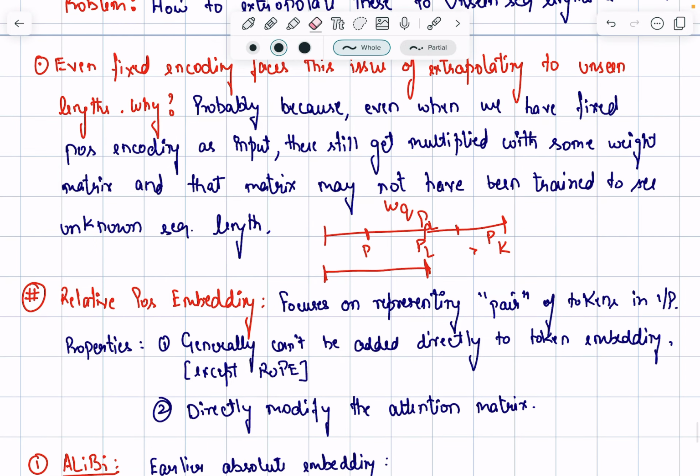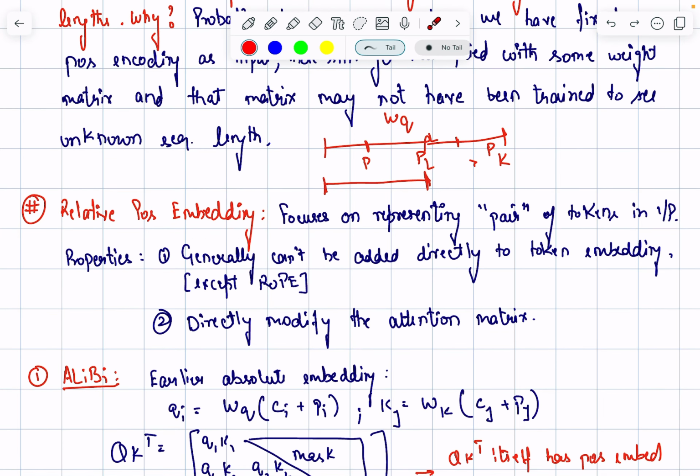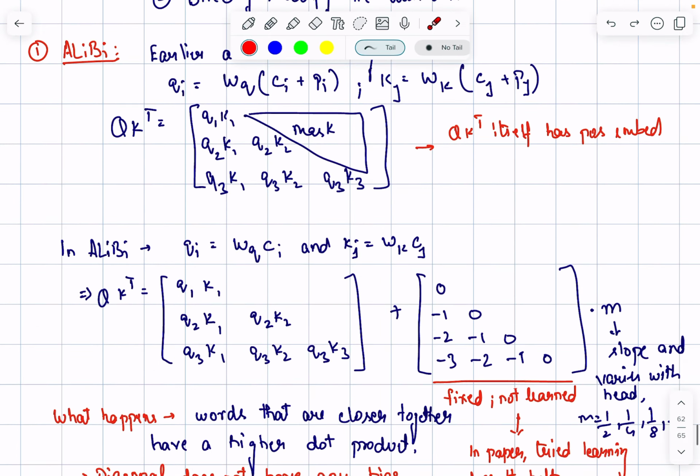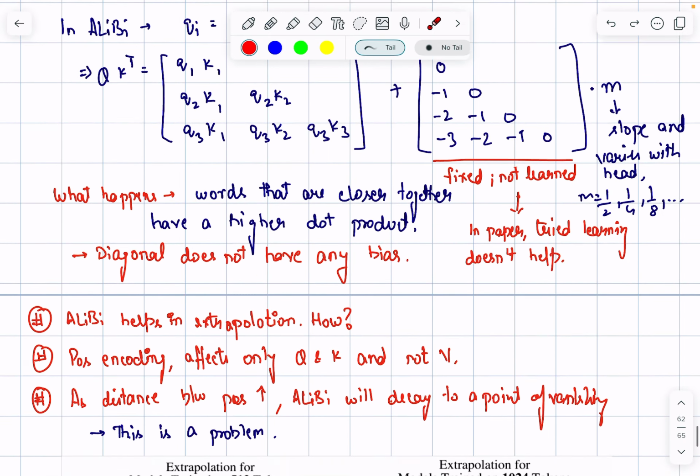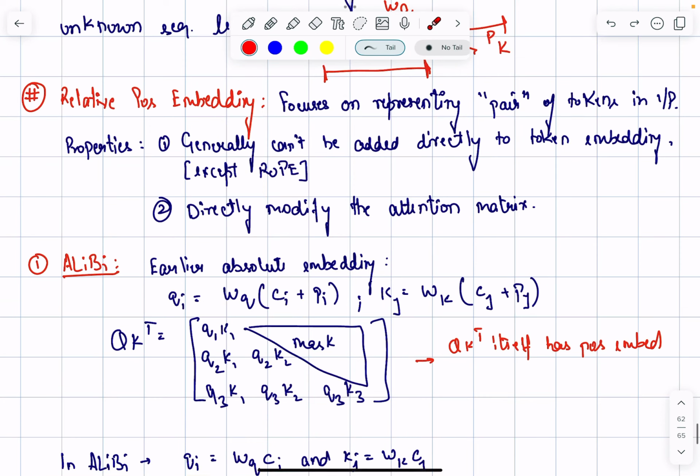Next, I also studied relative positional embedding, or sorry, ALiBi. I think it will be best if I explain this relative positional embedding in the next video, that is tomorrow, because I have already read in detail, and it will break the flow of this particular lecture. Thanks.